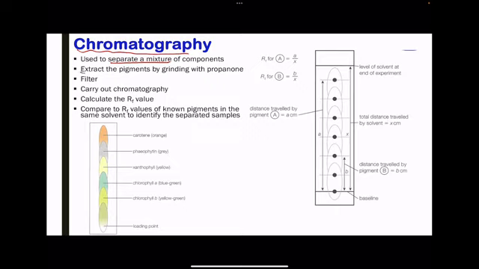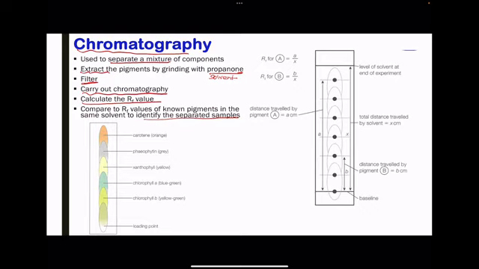In this case, you will need to extract pigments by grinding maybe with propanol. This is acting as a solvent in order to extract the pigments out of the leaf. Then the filtration process is done in order to remove the leaf residues and obtain the solution or the liquid that forms. Then you will carry out chromatography using the liquid that you obtain and calculate the RF value. Then you will use this RF value of the pigments and compare with information from the data booklet in the same solvent in order to identify the separated samples.